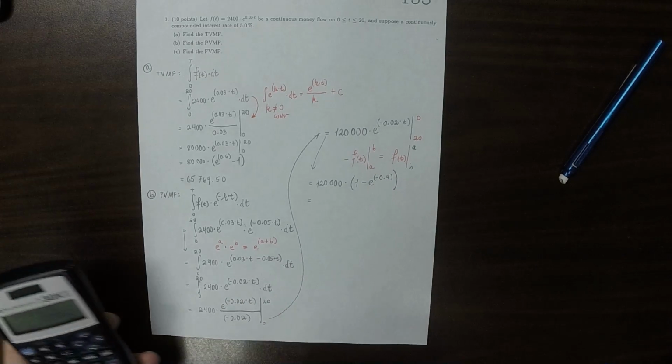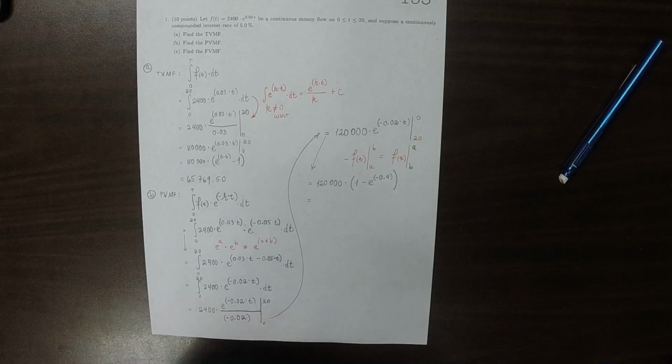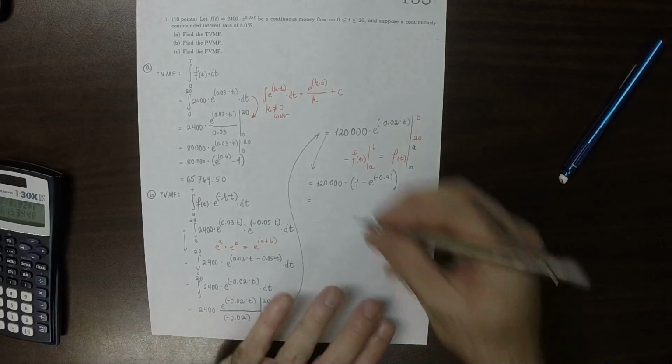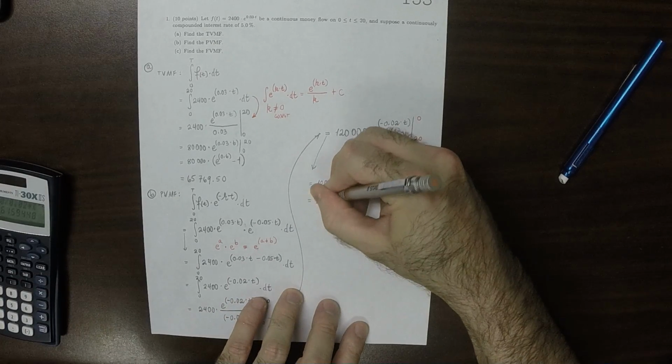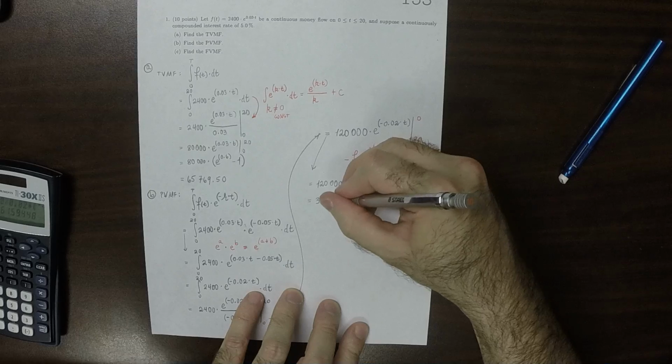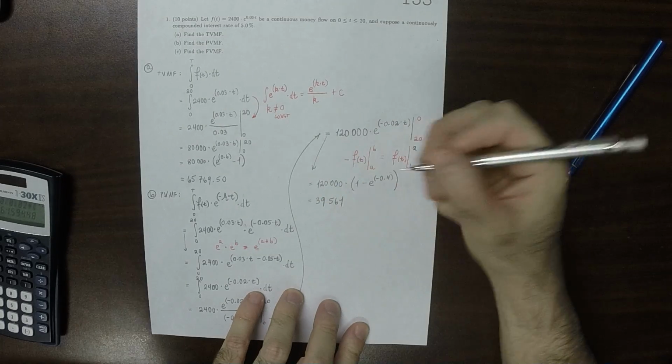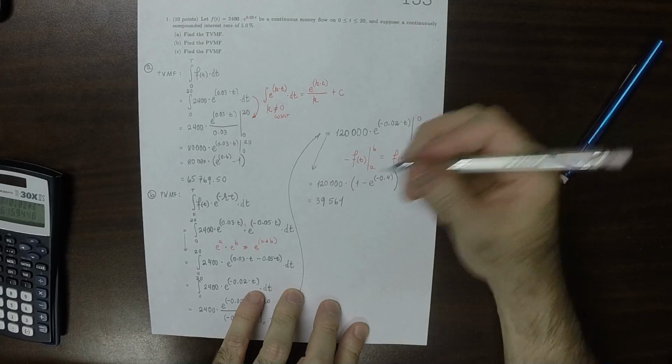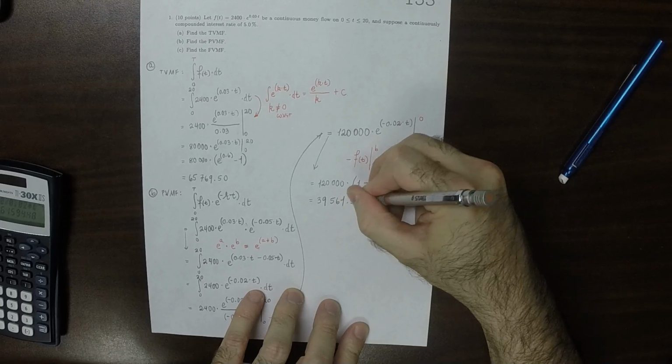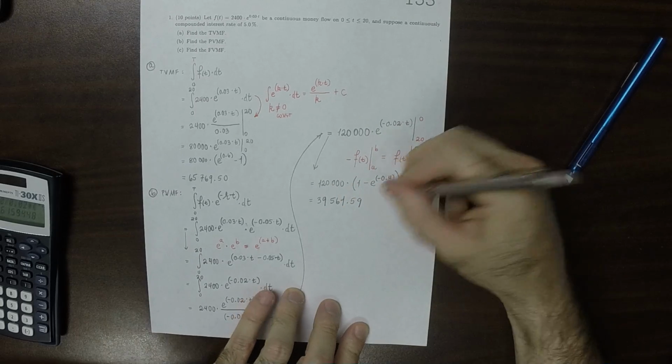And then to the nearest cent, I suppose, the answer would be 39,561.59 to the nearest cent.